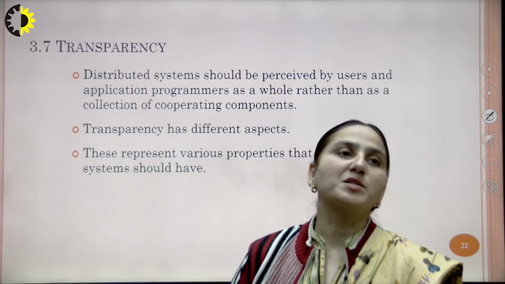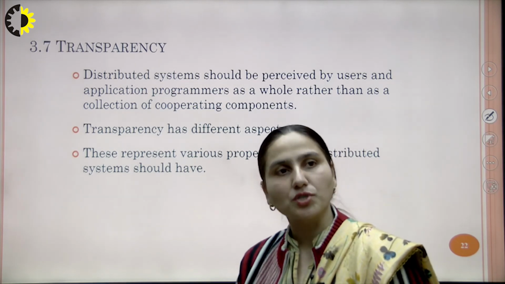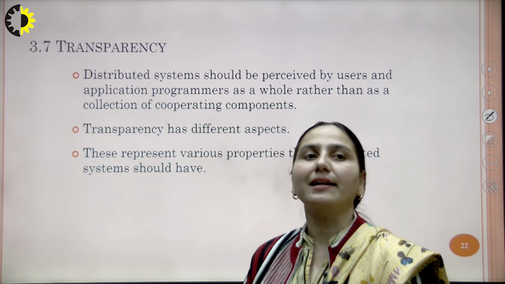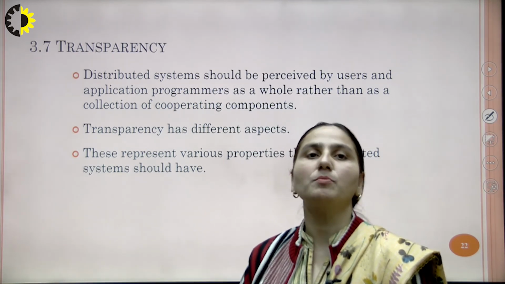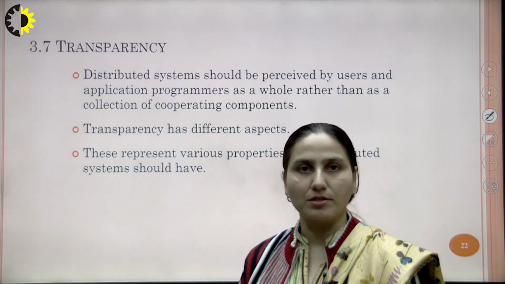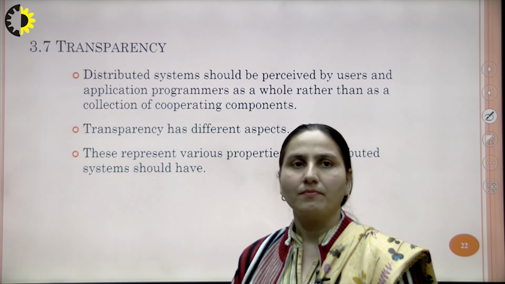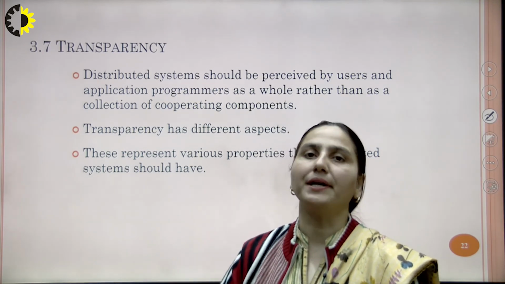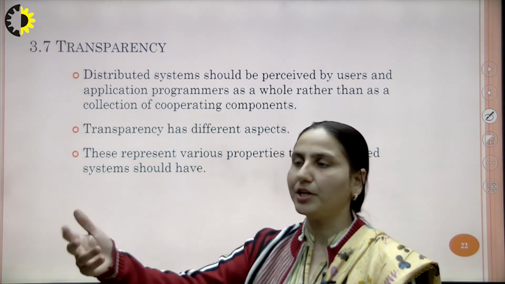Then comes transparency. What is transparency? The distributed system should be perceived by users and application programmers as a whole, rather than as a collection of cooperating components. If you are talking about a distributed system, it should be perceived by different users and application programmers as a whole, rather than simply a collection of cooperating components where a particular node is communicating with some other node.